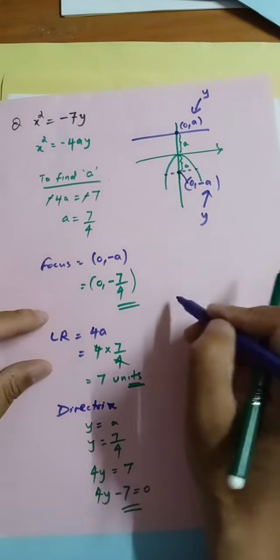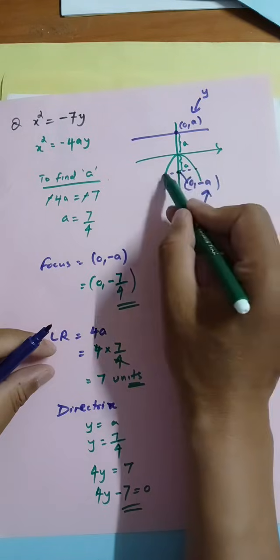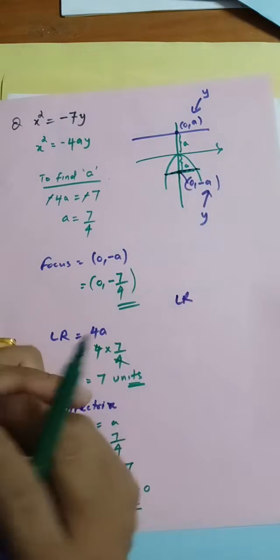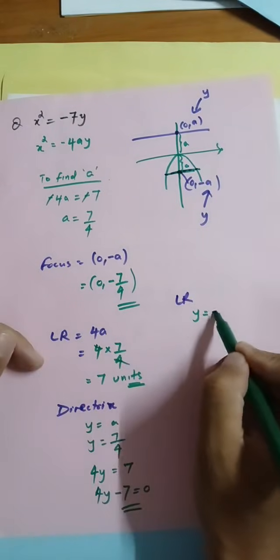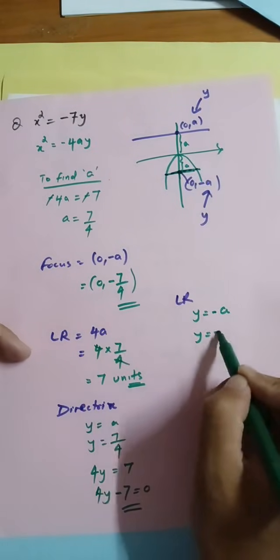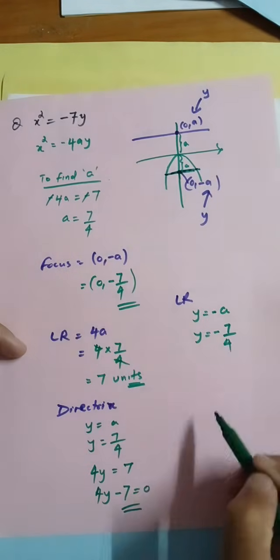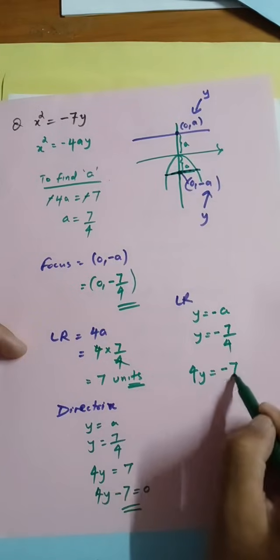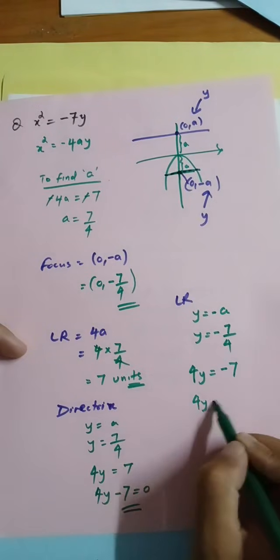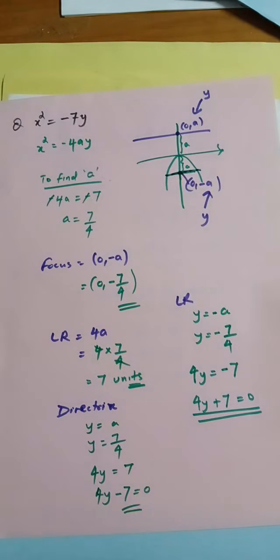And finally we have the equation of the latus rectum. Again the latus rectum is a horizontal line, and for a horizontal line y equals the y coordinate. So you'll get y equal to negative a. What is my a? A is 7 over 4. So cross multiply, you'll get 4y equal to negative 7. When you bring this to this side, you'll get 4y plus 7 equal to 0. So this is the equation of your latus rectum.